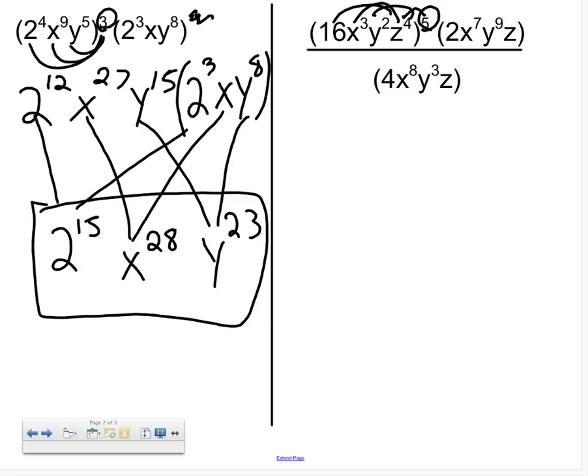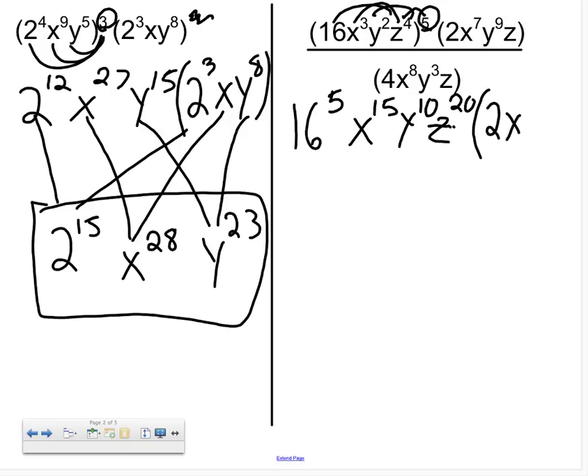So we're going to go through this here. 16 to the 1st is now 16 to the 5th. Remember, if there is no exponent on the number, you assume there's an invisible 1 on there. 5 times x to the 3rd, so it'll be x to the 15th. Y is y squared, so now it's y to the 10th, because 5 times 2 is 10. And then z to the 4th is now z to the 20th, because 5 times 4 is 20. Then I'm just going to take my other part here and bring it down. And then I'm going to bring the bottom of my fraction into play.